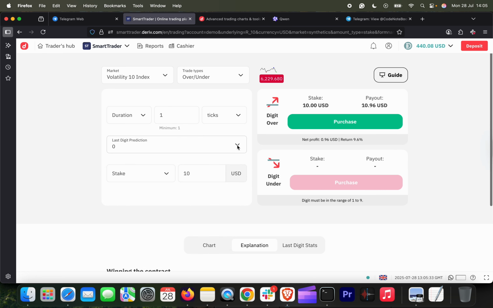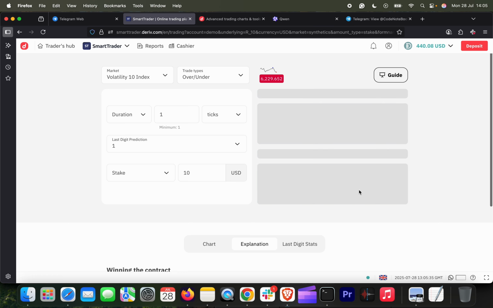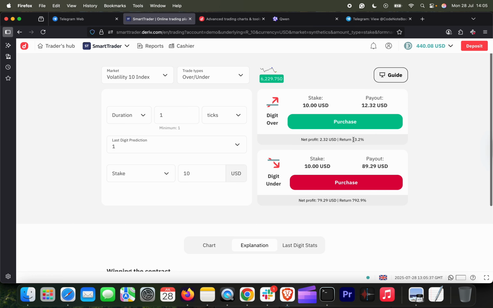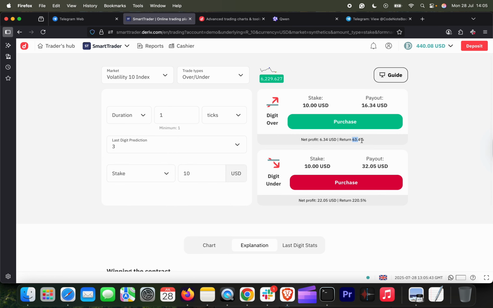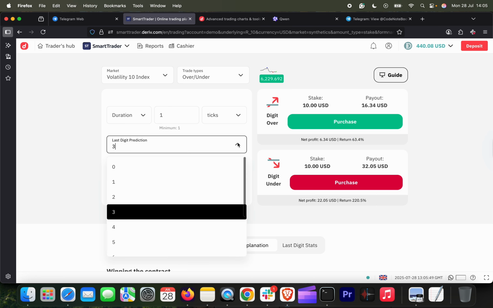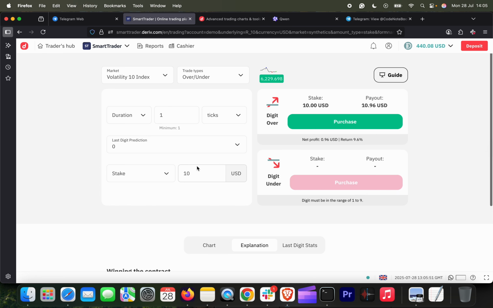I've done a tutorial on over 1. Over 1 gives you 23% profit per trade, and I've done over 3 that gives you 63% per trade. But the higher the number, the higher the risk, or the more money you make. So I'm trying to do something that is almost risk-free. There's risk, but it's very, very minimal. What you get per trade is 9.6%. So here we are only going to be able to trade, but there's no number lower than 0.